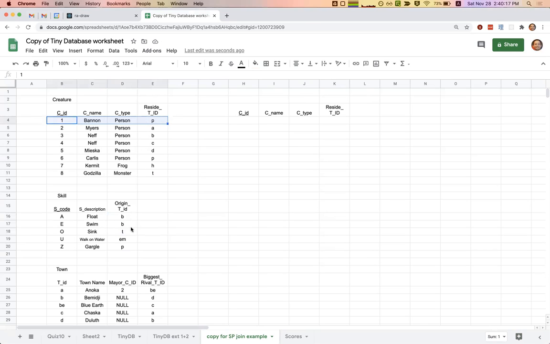We can see that P does match for Philly. Bannon lives in Philly. And as far as skills, we have gargling in Philly. So there's one match for Bannon. Next to Myers, we see that Myers is Anoka. There are no matches. B for Bemidji, there are actually two matches. So NEF3 actually matches against two different skills, swimming and floating.